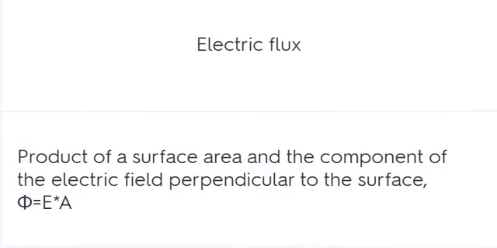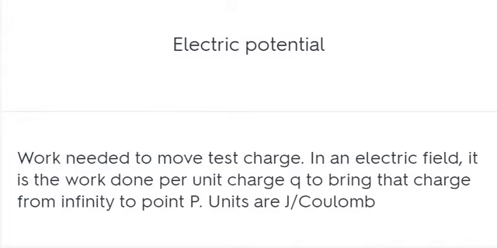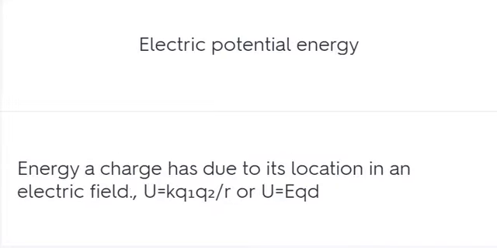Electric flux: the product of the surface area and the component of the electric field perpendicular to the surface, equals EA. Electric potential: work needed to move a test charge in an electric field. It is the work done per unit charge q to bring that charge from infinity to point P. Units are joules per coulomb. Electric potential energy: energy a charge has due to its location in an electric field. U equals k q1 q2 over R, or U equals EqD.